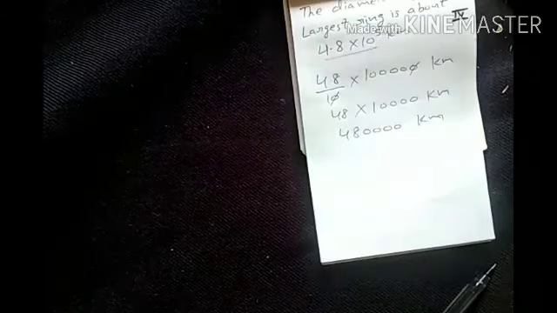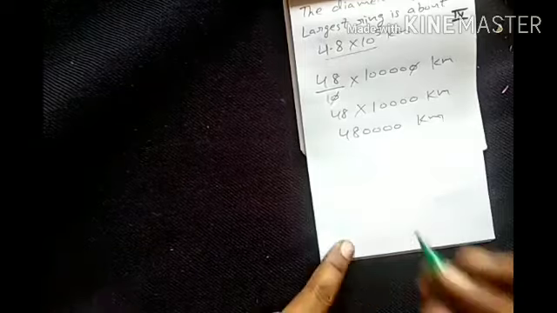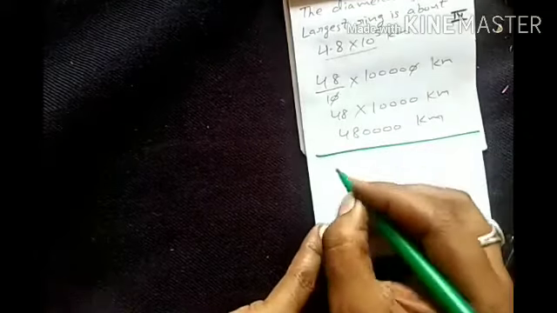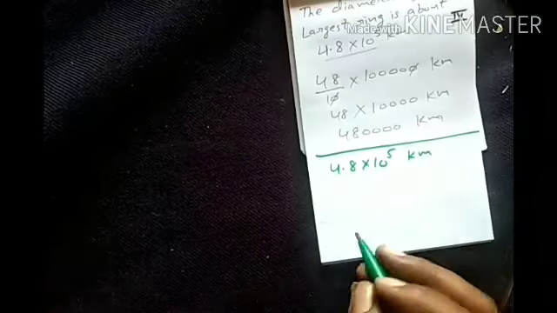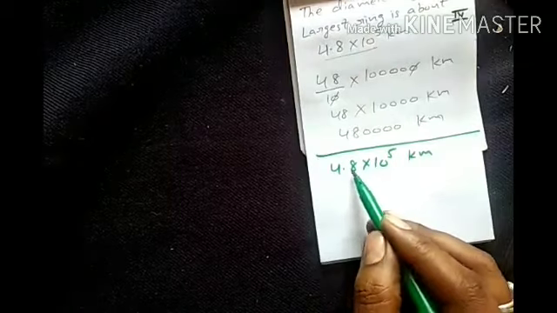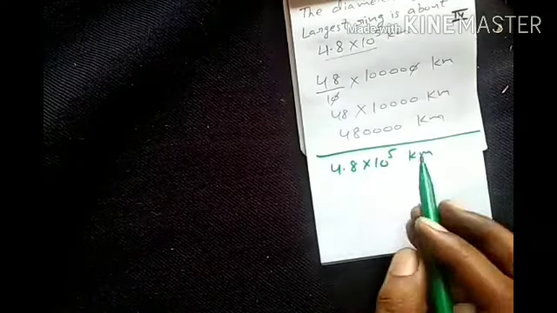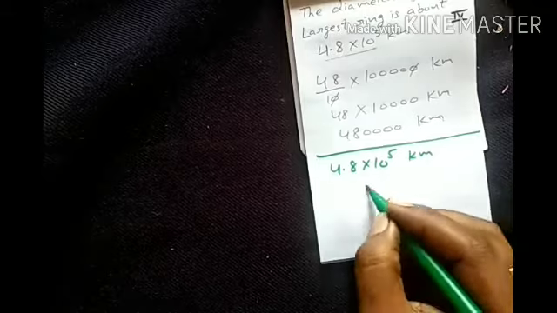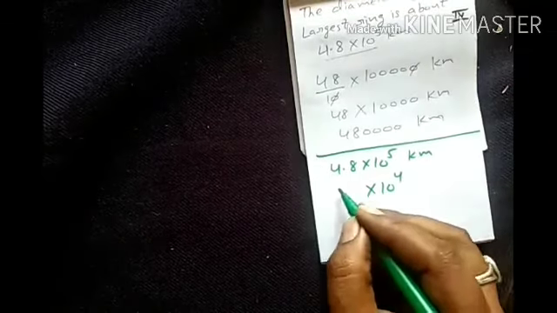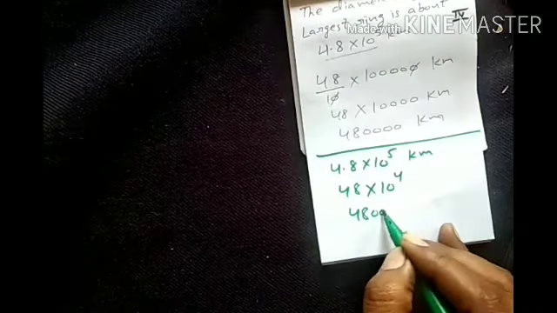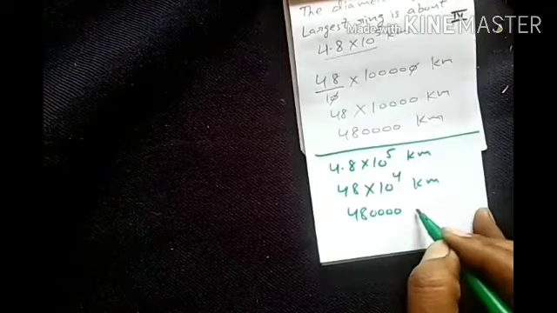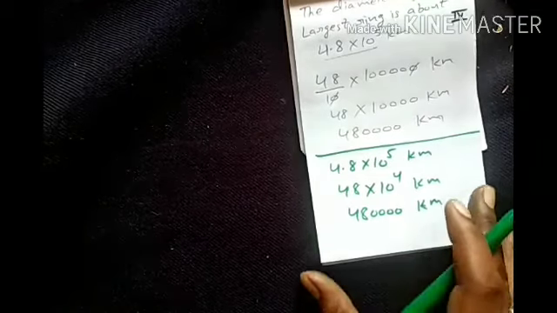Now the shortcut way. It was written 4.8 multiplied by 10 to power 5 kilometer. Now after the decimal how many digits are there? One digit is there. Therefore you will subtract 1 from this power. So it will become 4 and it becomes 48. So you will write 48 and 4 zeros kilometer. Both methods are correct. You can opt as per your convenience.